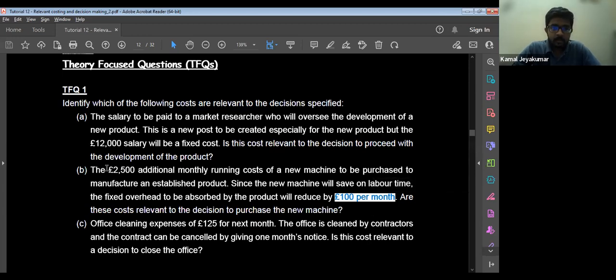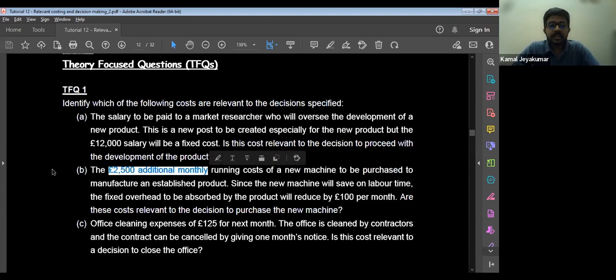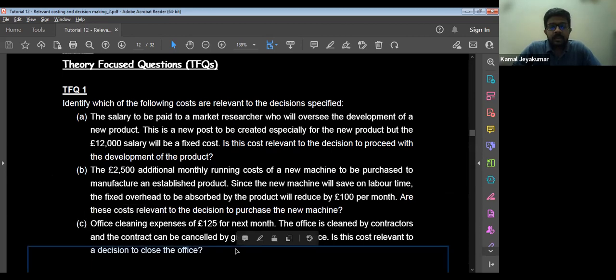This 2,500 pounds is a relevant cost because it's an additional expense that is incurred as a direct consequence of the decision to purchase the new machine. Therefore, in scenario B, your total relevant cost will be 2,500 pounds. Look at scenario C, office cleaning expenses of 125 pounds for next month. The office is cleaned by contractors and the contract can be cancelled by giving 1 month's notice. Is this 125 pounds relevant to make a decision to close the office?